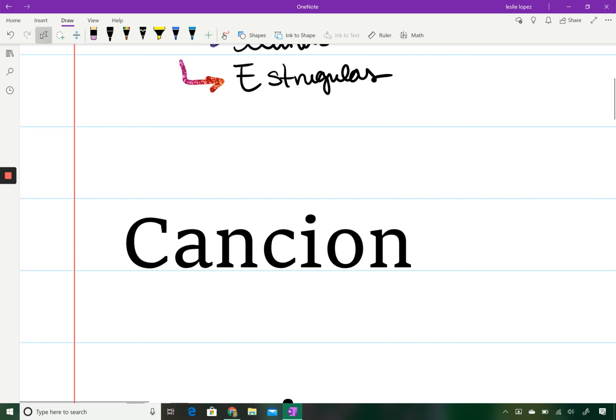Our first word is canción. Canción. I will give you a minute to figure it out. And if you want, you could also pause the video.